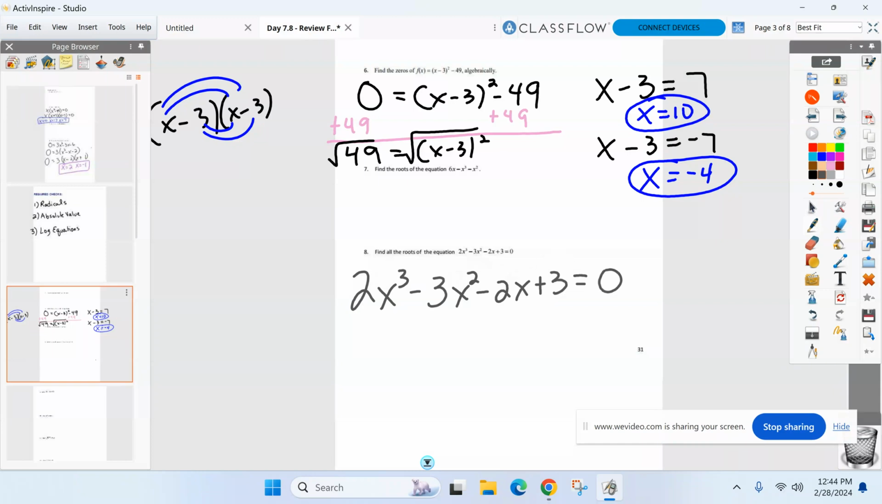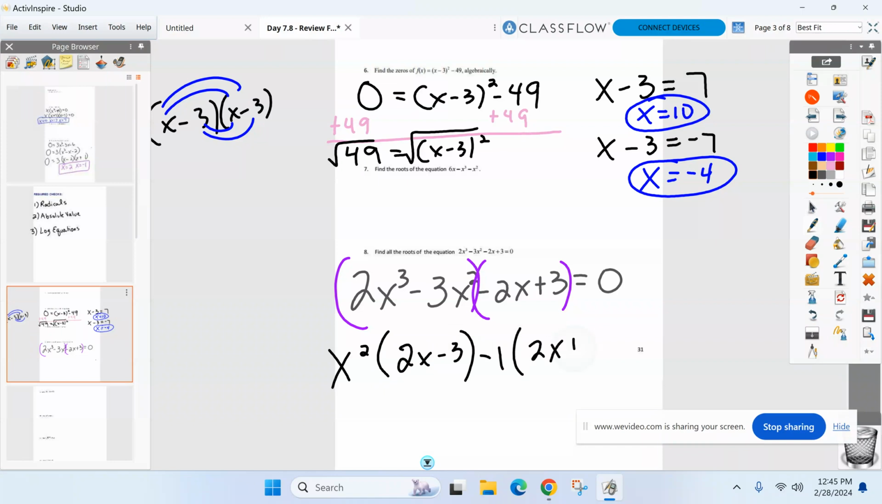No GCF. 4 terms. Yep, we're going to group. All right, not off the hook yet. Show us how to group here. What do you want to take out of the first one? X squared. Okay, I agree. What's left? 2x minus 3. All right, you better be left with the 2x minus 3 here. And negative 1. Oh, yeah, I need the opposite. Everyone's good so far.